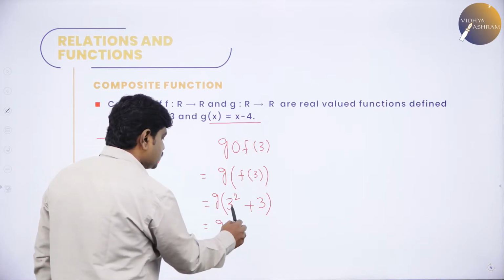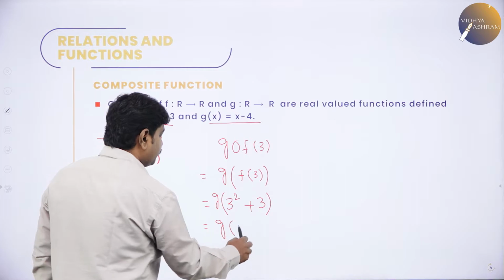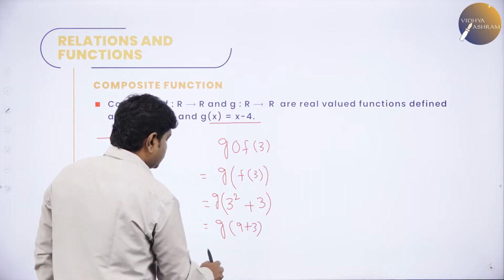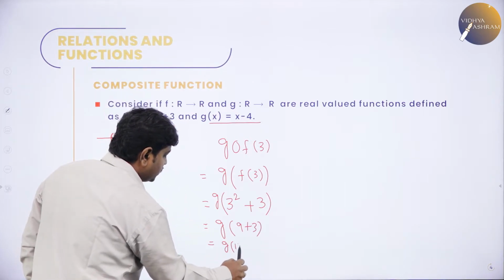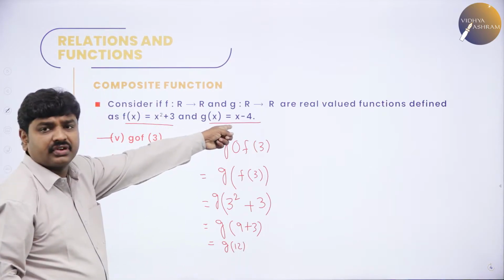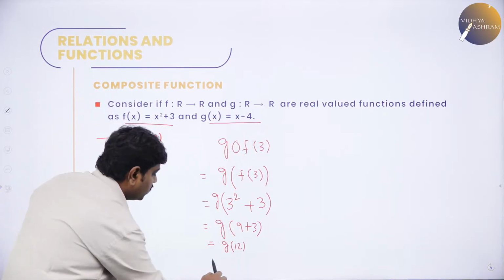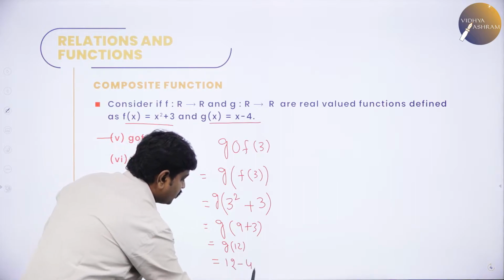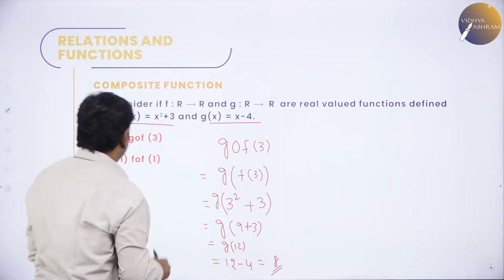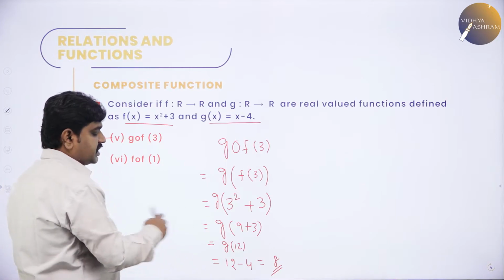G of, simplify this. 3 square is 9, 9 plus 3, now g of 9 plus 3, that is g of 12. G of 12, observe g of x. What is g of x? X minus 4. What is g of 12? 12 minus 4. What is 12 minus 4? 8. So now we got the value of GOF 3, that is 8.